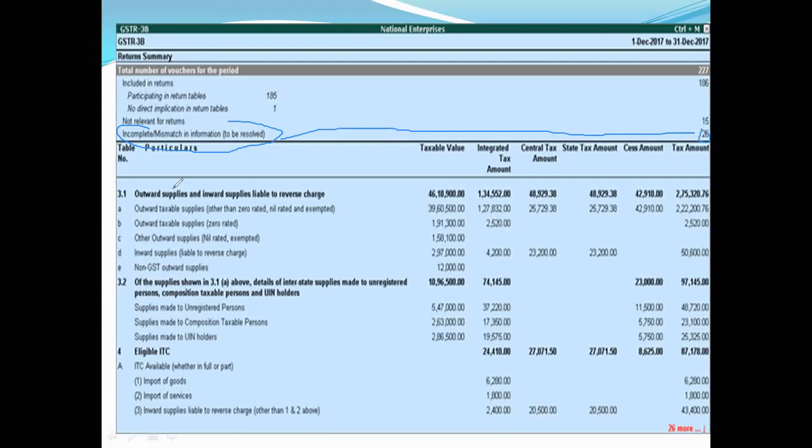Okay, so this contains all the details: outward and inward supplies, supplies liable to reverse charge, supplies made to unregistered dealers, and how much input tax credit you have. ITC means the benefit you have. You can use the benefit for payment of output tax. So we have the information for import of goods, import of services. Everything is contained there. So this is the picture of the GSTR 3B.